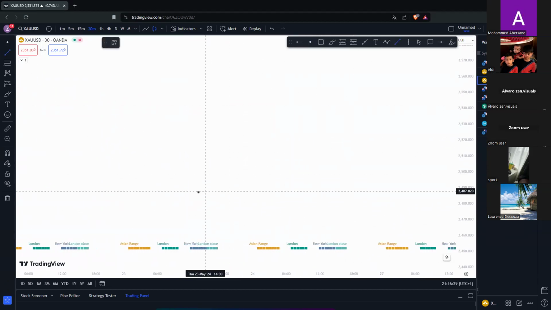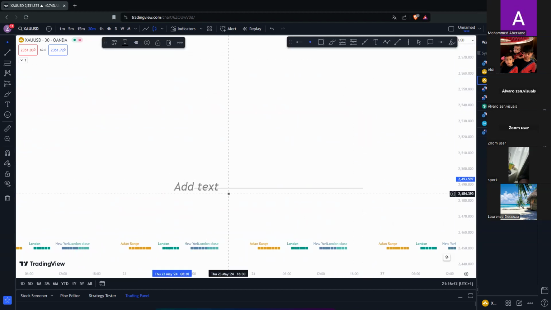Also, there is one scenario that you can find. So this is your H4.